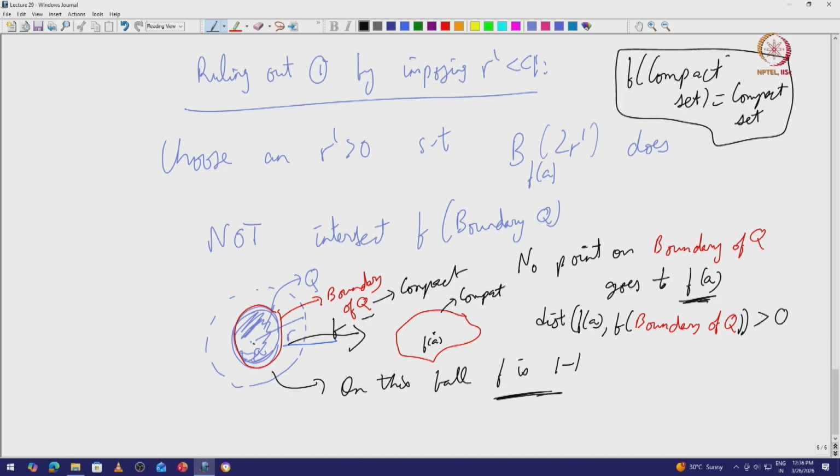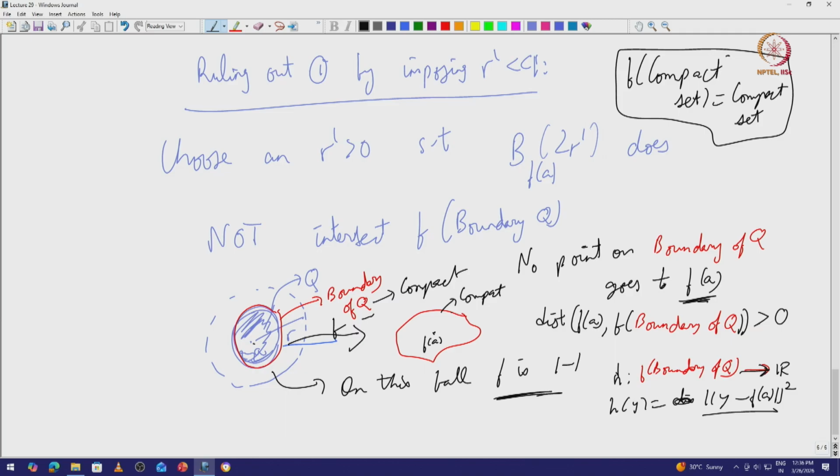Now the distance from f of a to, so you have a function, maybe if you wish, a function h from f of the boundary of Q, which is a compact set, to R, given by h of y equals the distance, which is norm of y minus f of a. This function is continuous, right? Maybe make it square if you prefer. This is continuous. A continuous function on a compact set assumes a minimum.